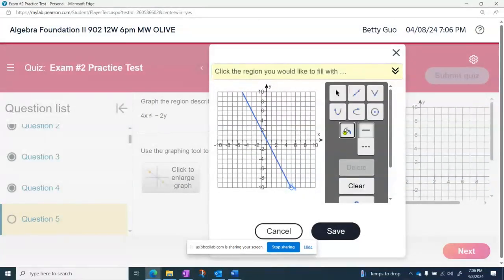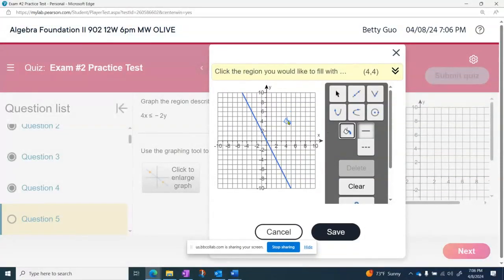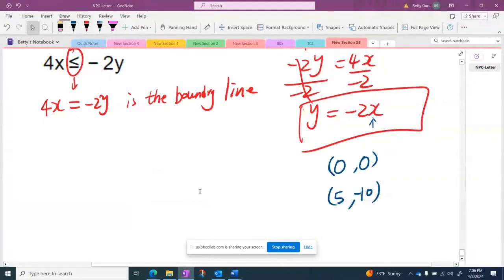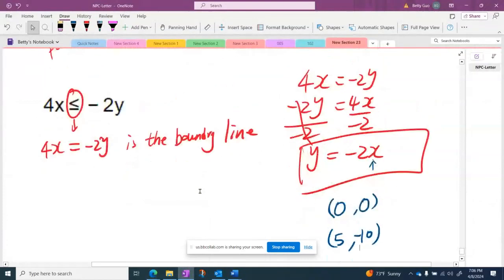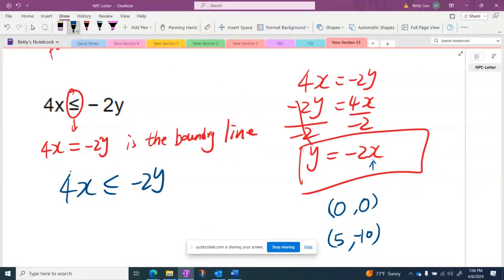Next step, we are going to decide which side of the boundary line is the shaded region that represents the solution set of the inequality. Unfortunately, we cannot use (0, 0) as the testing point, right? We have to find another point. Remember, we are done with the equation now. We go back to the inequality. This time I'm going to use (5, 5).